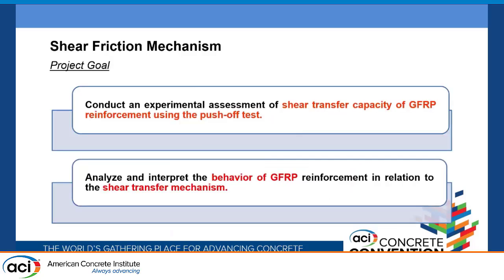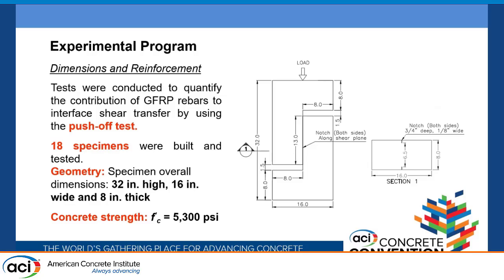So based on this background, or with this context, this is the project goal: conduct an experimental assessment of shear transfer capacity of GFRP reinforcement using the push-off test, and also analyze and interpret the behavior of GFRP reinforcement in relation to the shear friction mechanism. So I'm going to talk about the experimental program.